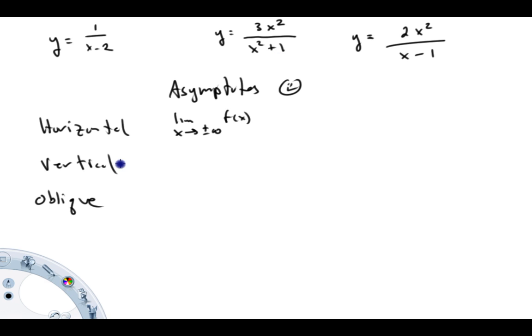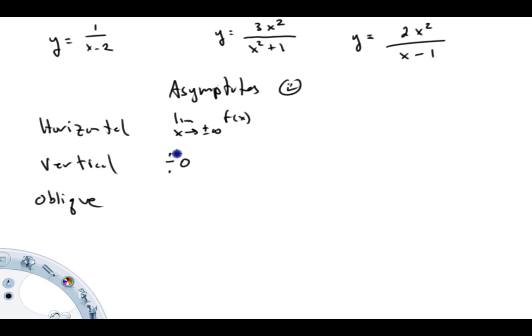Another type of asymptote that's extremely important are vertical asymptotes. You get vertical asymptotes whenever you have division by zero. So looking at the examples I have up above, this one has a vertical asymptote at x equals 2. This one does not have a vertical asymptote because x squared plus 1 cannot equal 0 for any real value of x. This one has a vertical asymptote at x equals 1.